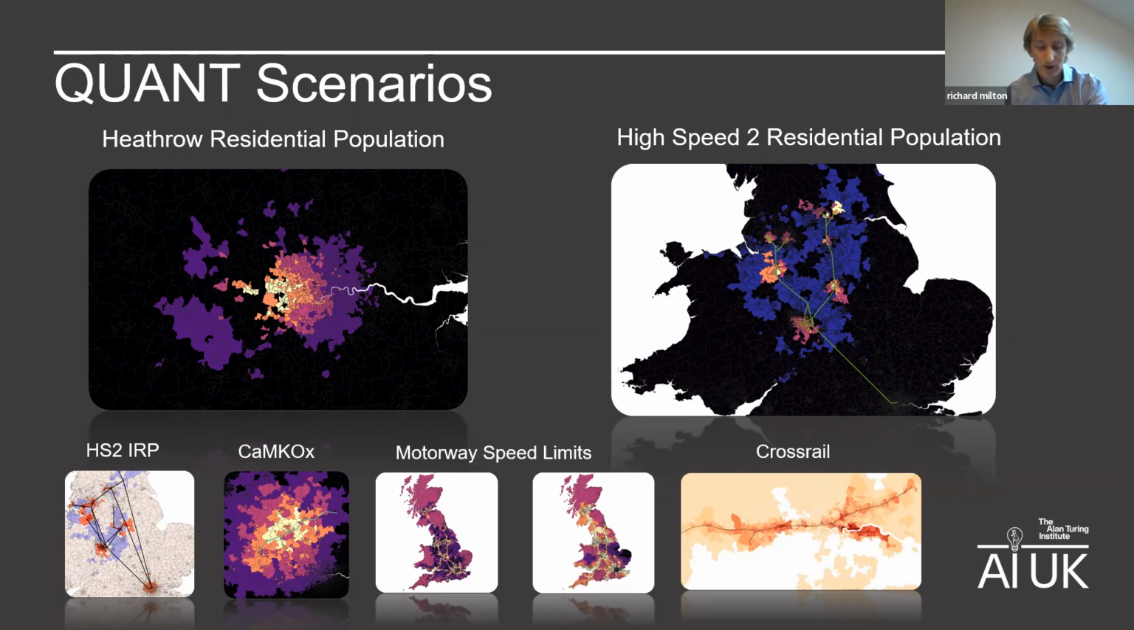And we've got Camcox, which is Cambridge, Milton Keynes, Oxford, another rail scenario. We have motorway speed limits, which is interesting because we take the motorway network up the speed limit to, say, 80 miles an hour, and then see what the effect of that is. Then we have Crossrail, which is another rail scenario, which is about to go live in London, hopefully in the next few months. Now, these are real world scenarios. Where we are at the moment and where we are going into the future, we're creating synthetic scenarios. We're actually computer generating scenarios.